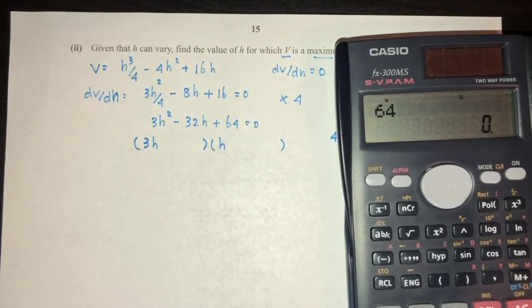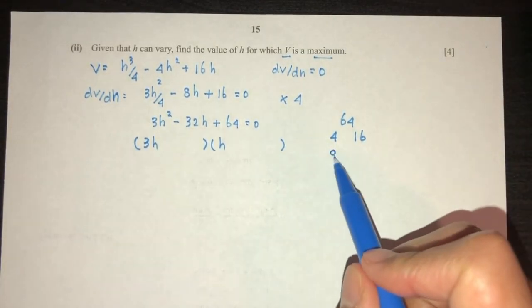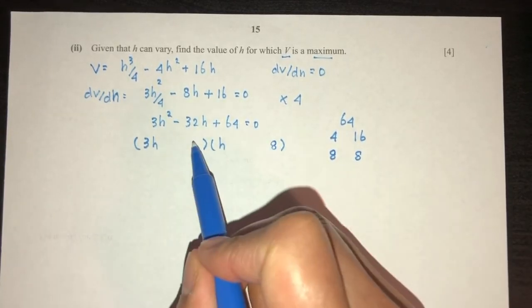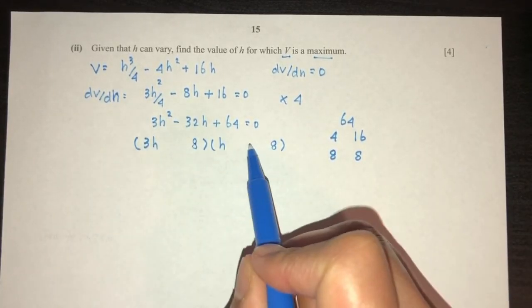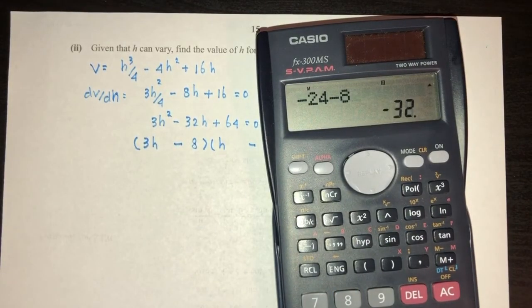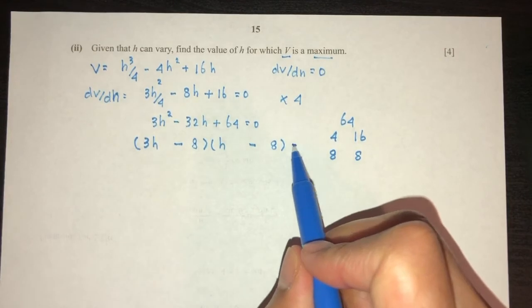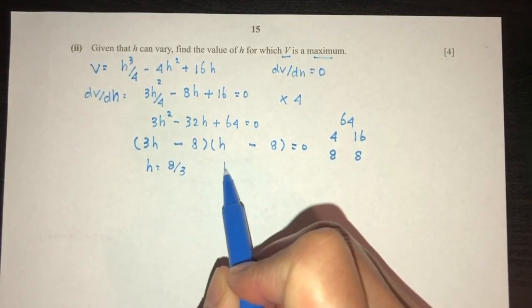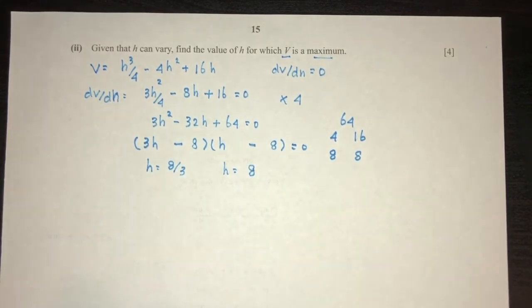64 will be 8 times 8, right? So we can put 8 here and then 8 here. That will be 24 minus 8, minus 24 minus 8, that will be minus 32. So that is the good value. So h can be 8 over 3, h can be 8.